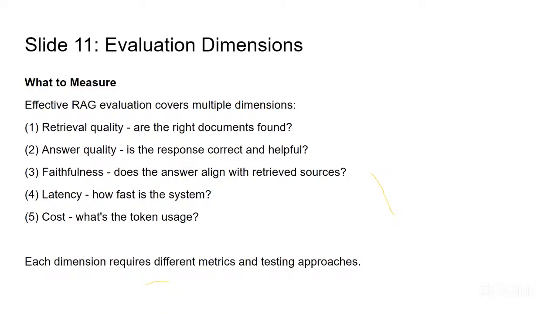So let's look at some evaluation. What are the dimensions that cover RAG evaluation? Retrieval quality, answer quality, faithfulness, latency, and cost. Each dimension requires different metrics and testing approaches. So we check all of these. And as part of this, we will also look at Langsmith, and through Langsmith, we will track how the data is being captured. Okay, so let's move on.